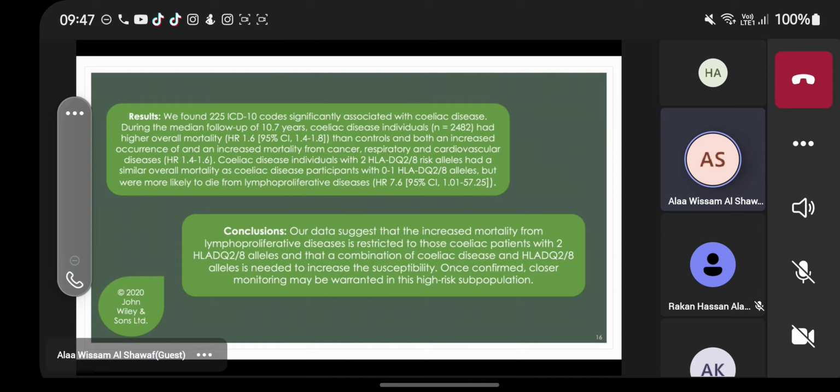So as a conclusion, they concluded that the data suggests that the increased mortality from lymphoproliferative diseases is restricted to those celiac disease patients with two HLA-DQ2/8 alleles, and that a combination of celiac disease and HLA-DQ2/8 alleles is needed to increase the susceptibility. Once confirmed, closer monitoring may be warranted in this high-risk subpopulation.